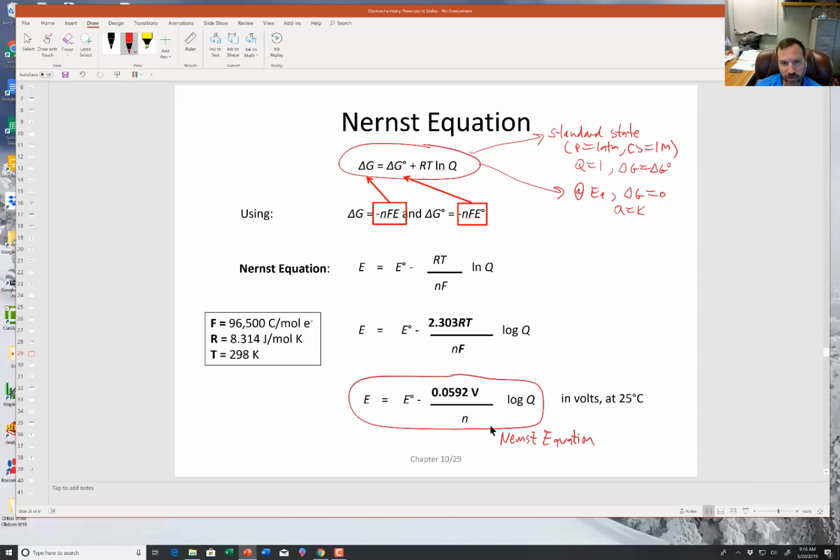And it gives us a similar way to deal with non-standard state that we had with our delta G. And so again, if we're at standard state, which of course is where everything is 1 molar, or 1 atm if it's a gas, then we know that Q equals 1 and E equals E naught. So there's not going to be any difference between our non-standard cell potential and standard cell potential.